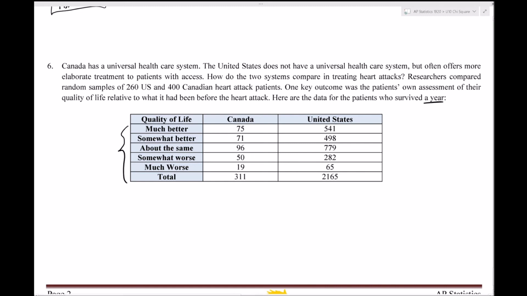And this is going to be for 2 different populations. So the key thing here, there are 2 random samples. A random sample of 260 US, 400 Canadians. Because it's 2 samples, this is going to be a test for homogeneity.